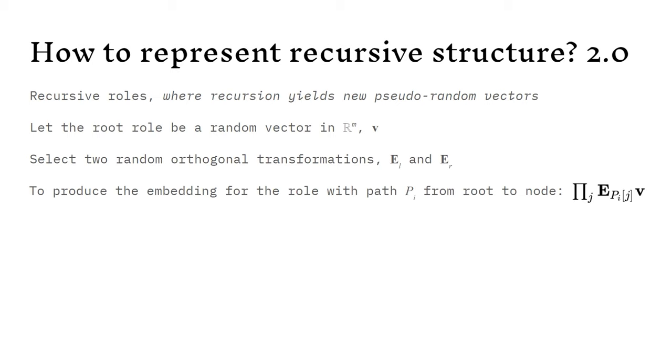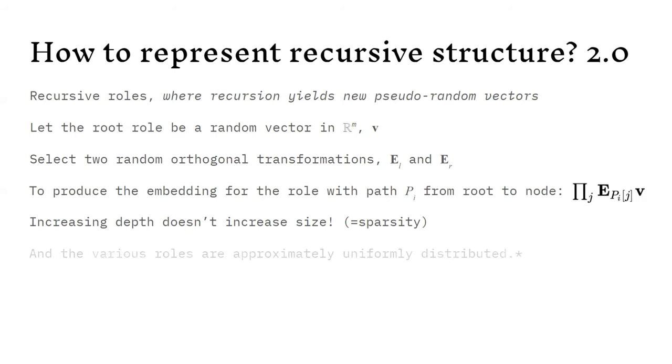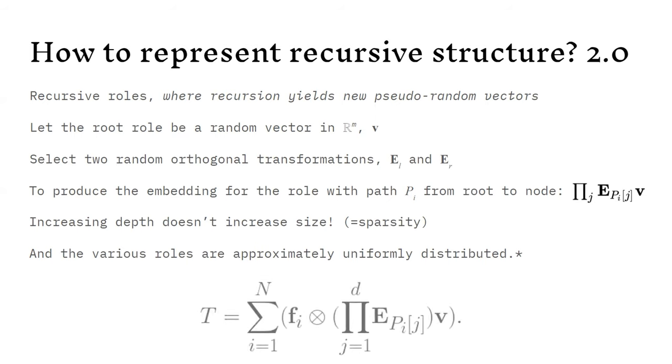What child position it is of the root node, what child position it is of the first child, and so on and so forth. And then at the rightmost position, we have this vector that if you're root, that's your role. So it's recursive, but rather than being recursive application of tensor products, it's a recursive application of matrix products. This means that increasing depth will increase size. And this combined with the randomness property will produce sparsity. And it turns out that these various roles are approximately uniformly distributed, both in theory and in practice.